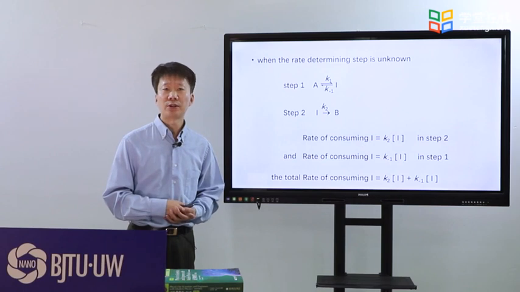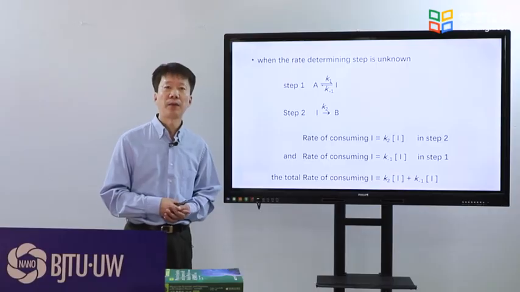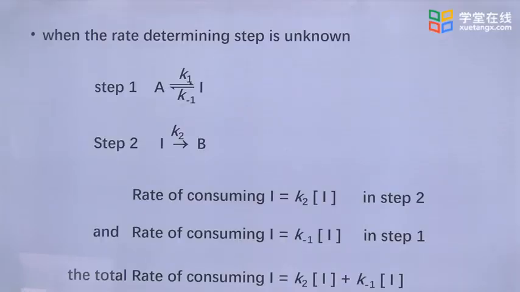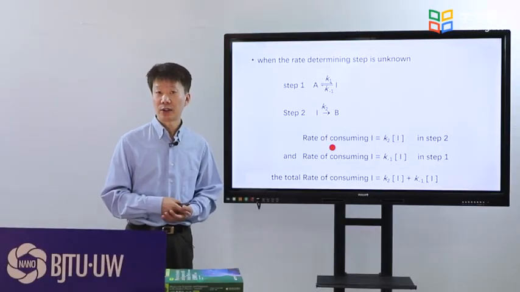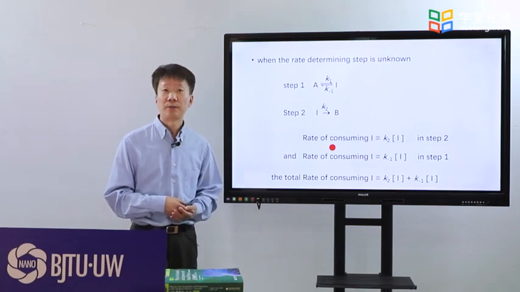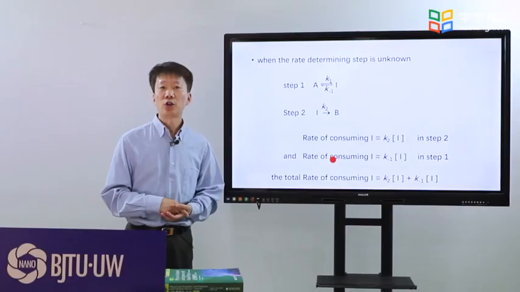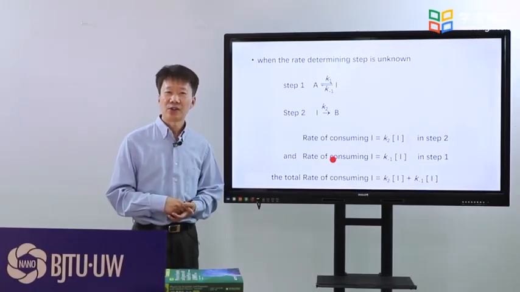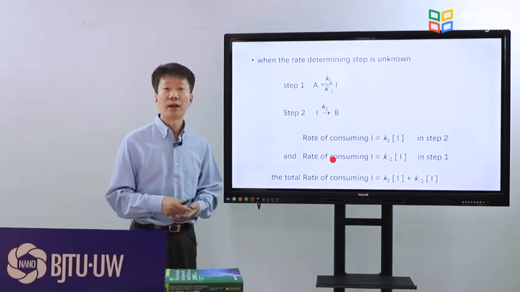When the rate determining step is unknown for a two-step reaction, as an example, we first write down the rate of consuming I in step 2. Rate equals K2 times I. And we also need to write down the rate of consuming I in step 1 as rate equals K minus 1 times I. The total rate of consuming I is the sum of the rates in step 1 and 2, as shown at the bottom of the slide.